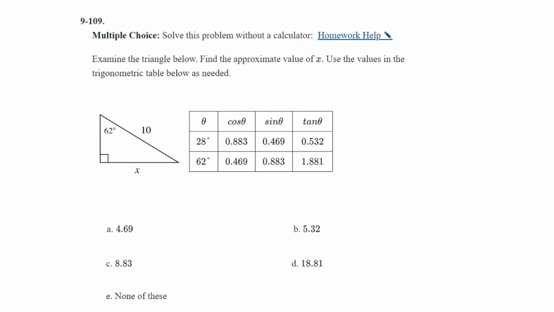So if we think about this, I'm going to write this down to see what we have. Sine of 62 degrees is equal to x over 10. So if we solve for x, x is equal to 10 times sine of 62, well, we have sine of 62 right here. So x is equal to 10 times 0.883. So then x would be equal to 8.83, and that looks like C is our answer.